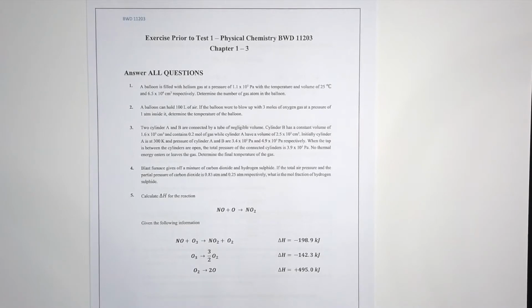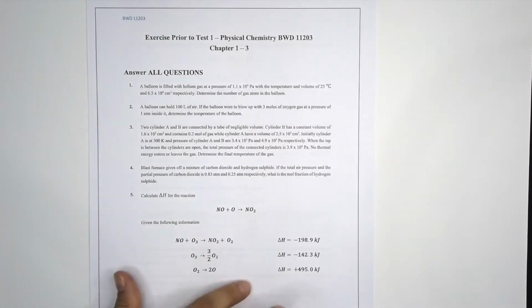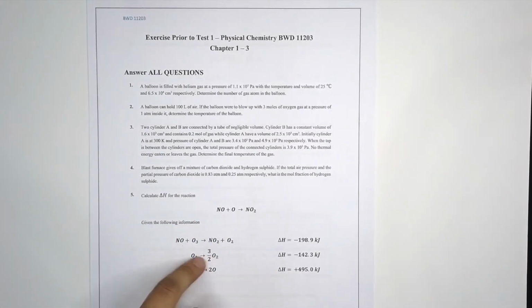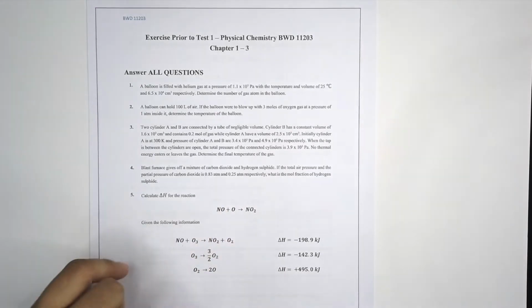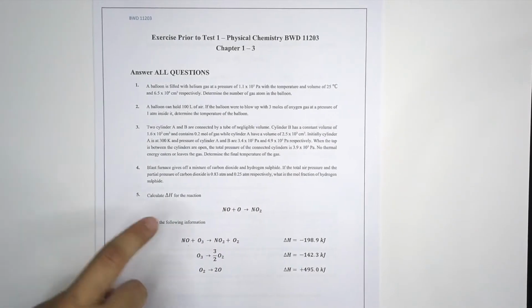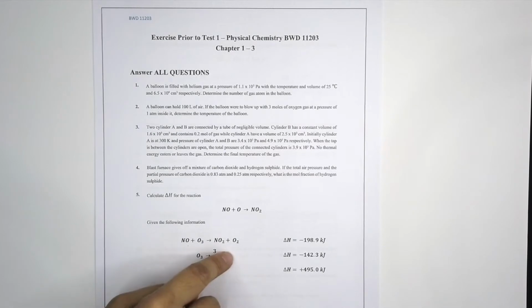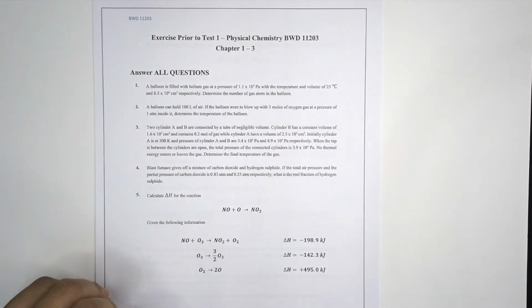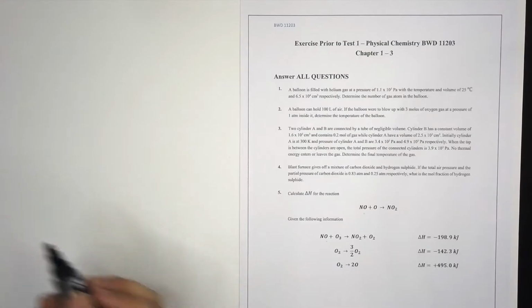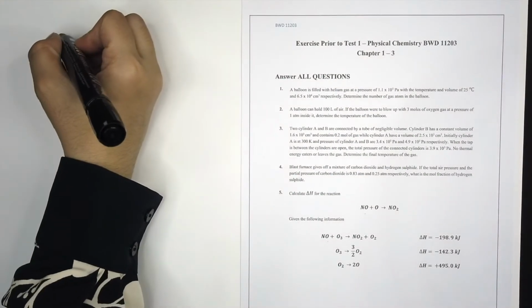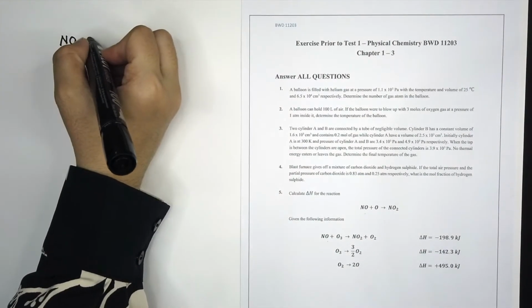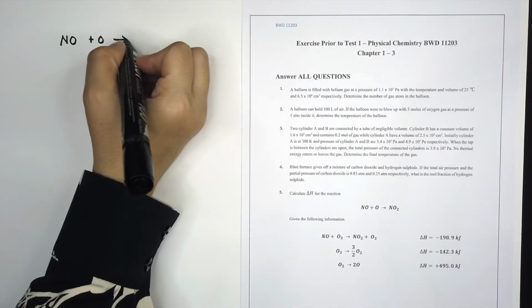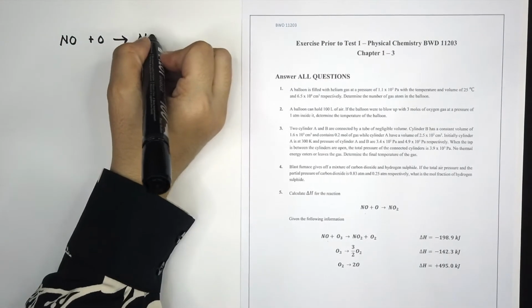First, you need to look at the arrangement of the reactant and also the product of the equations given to you so that it matches the target equation. So I'm just going to write again all these equations so that we can do the necessaries. Alright, so your target equation is NO plus O will produce NO2.